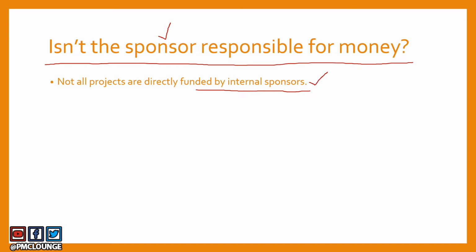It could be the business head of the business unit that you work for or the department that you work for. So the head of that department is basically the one who is providing the company's monetary resources for you to work on this project. If you work in a, let's say, smaller company, it could be the CEO of the company who's basically providing the funds for you to work on the projects and deliver the projects. But not all projects are funded directly by internal sponsors.